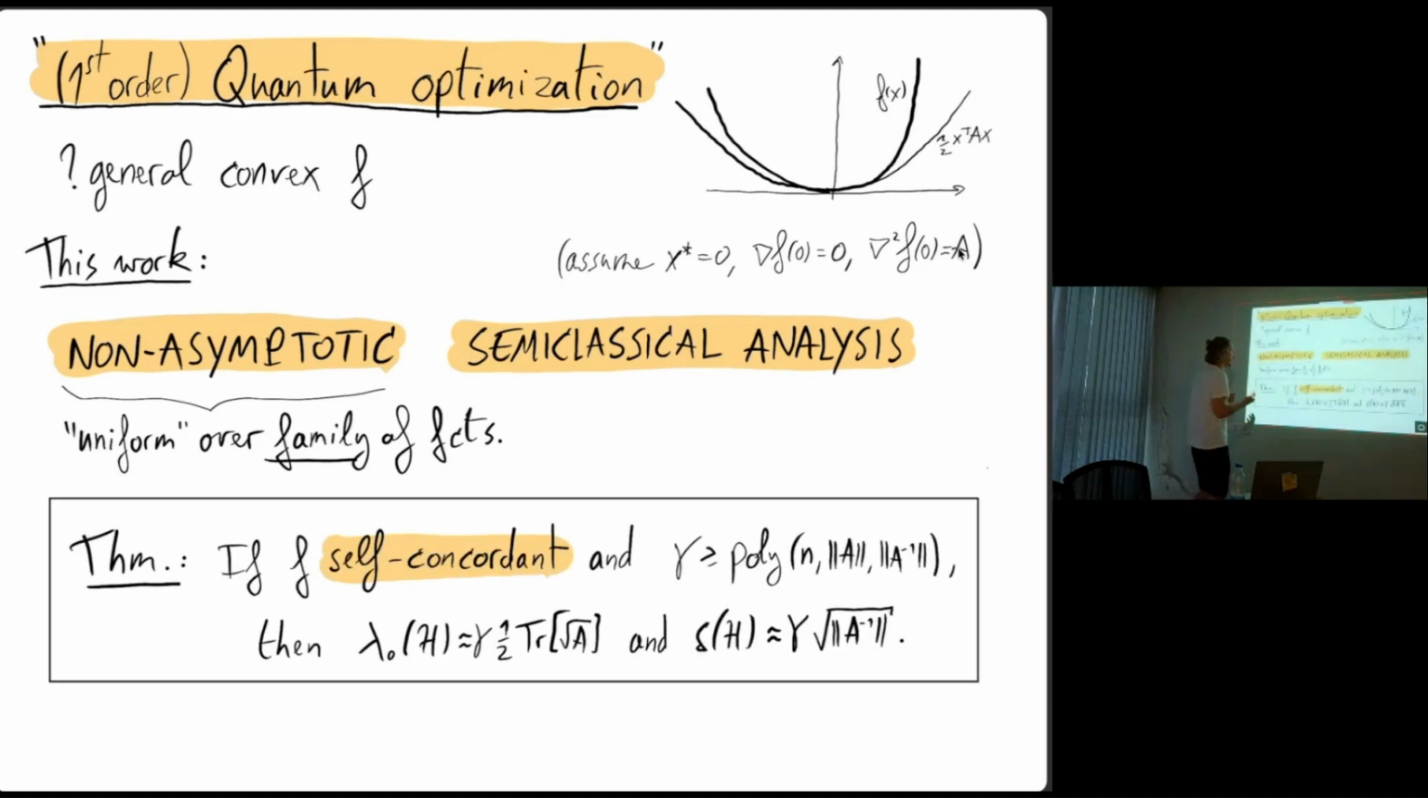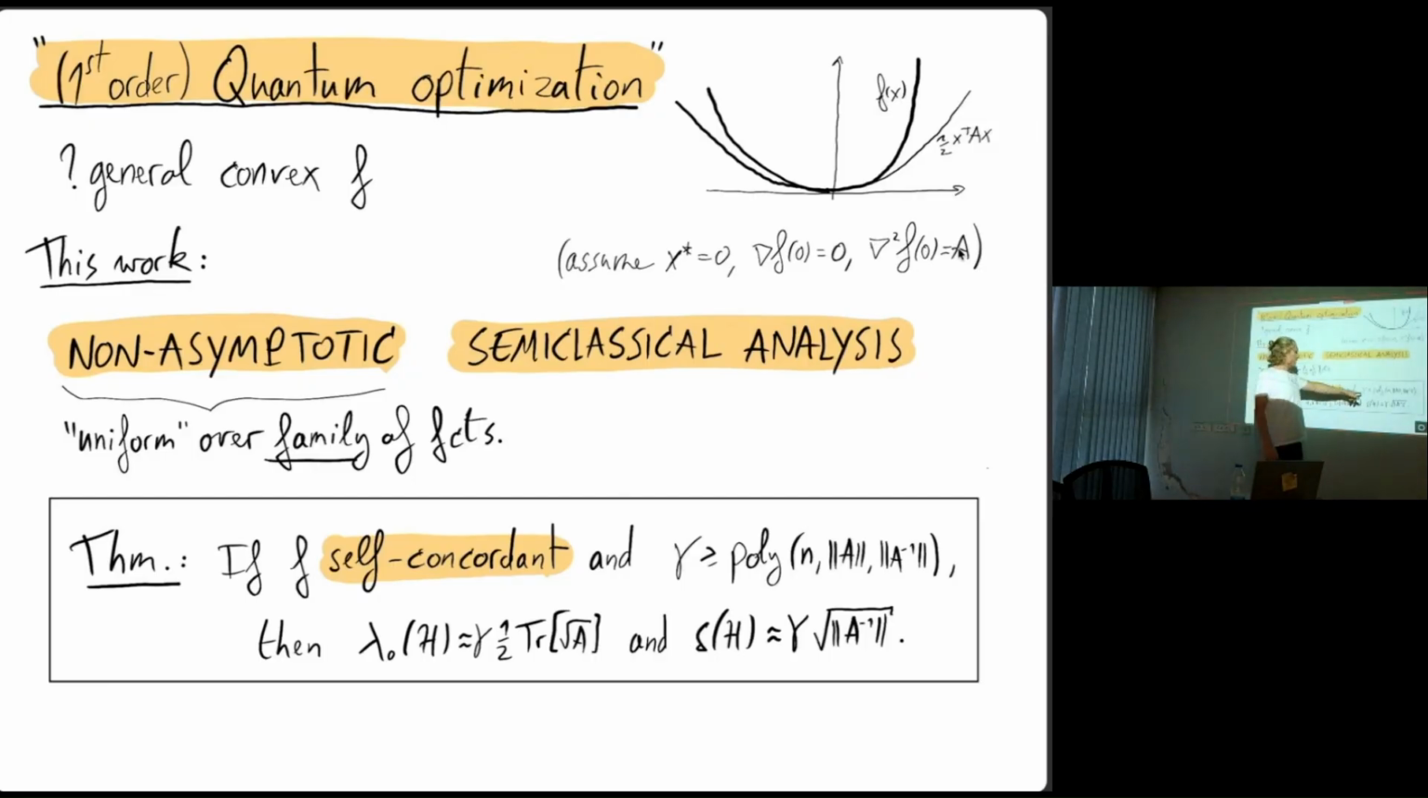We show that if f is self-concordant, so this self-concordance, which is key in classical optimization, is also an extremely useful tool in, let's say, quantum optimization. If f is self-concordant, and we do need that, so it doesn't work for arbitrary convex, because this is what you would call a family, right? So assuming that f is self-concordant.